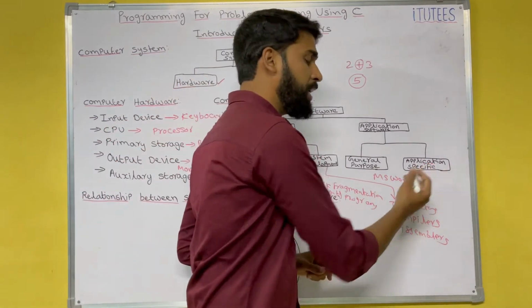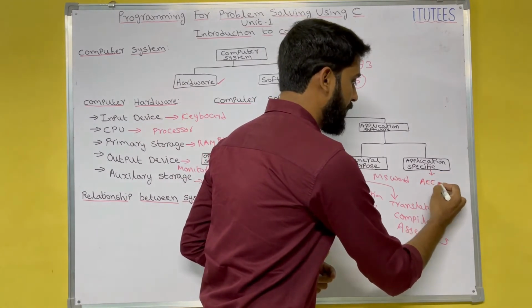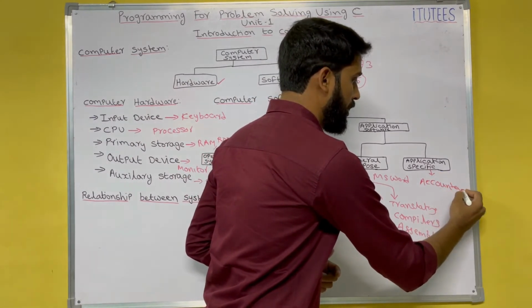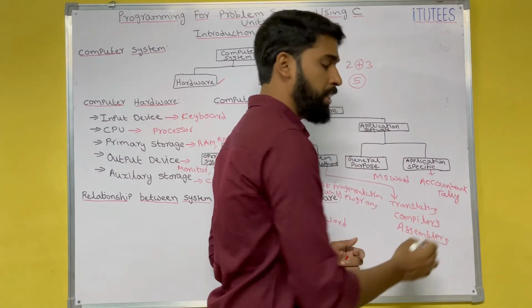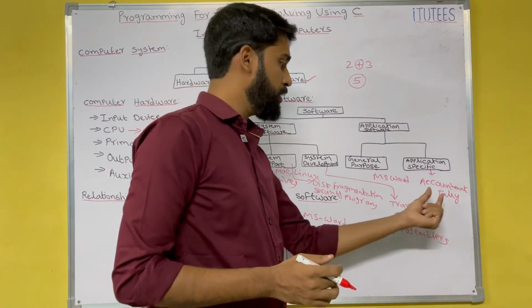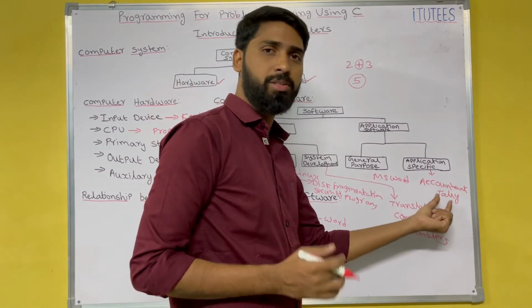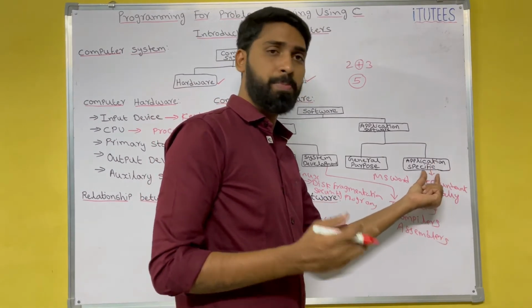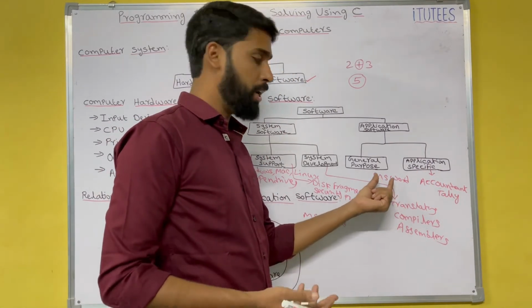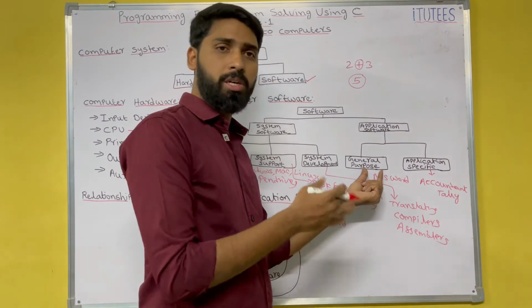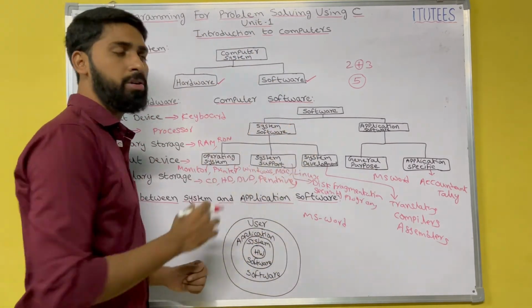And for application specific, for example, there is accounting software like Tally. Let us take the example of Tally. This Tally is useful for accounting purposes only. So these types of software are called application specific software. MS Word and some games are designed for general purpose. Okay, so this is about software.